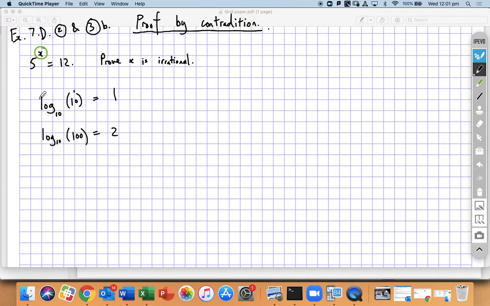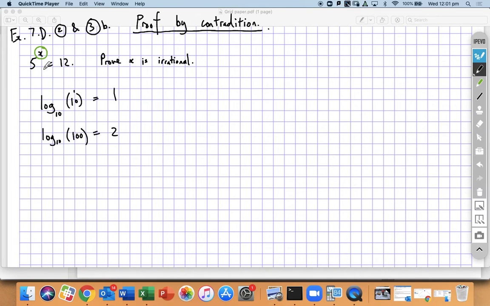So the log is a function that your calculator can do. It's an algorithm, and it's going to calculate the power for you, right? And that's the purpose of logs: when we have powers, to find out what they are.